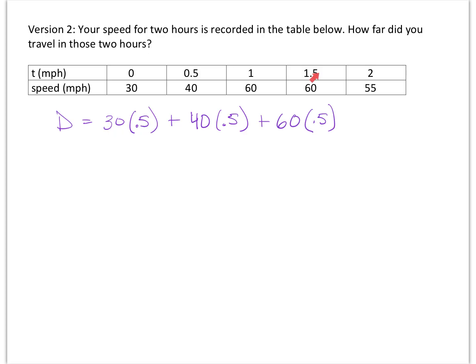And then from 1.5 to 2, we started at 60 and finished at 55. We have no idea what happened in between, but I am going to make an assumption that I traveled 60 miles per hour for that whole half an hour. So another 60 miles per hour for half an hour. And then I can calculate these. So I have 15 plus 20 plus 30 plus 30, which is 95 miles.